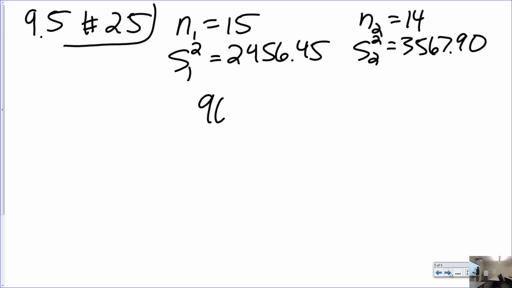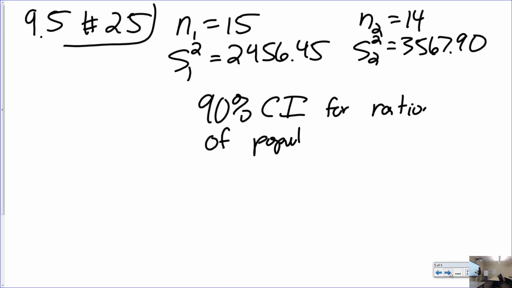We want a 90% CI for the ratio of the population variances. And note, 24 is also doing population variances, so you can follow the same example to do your homework.